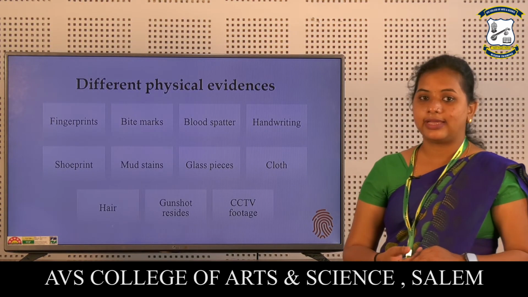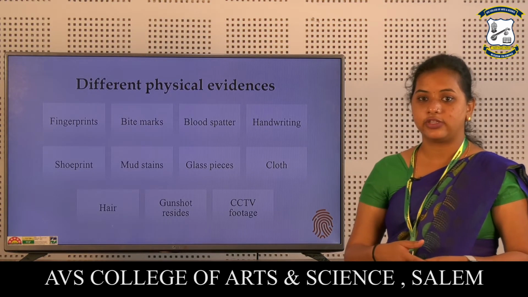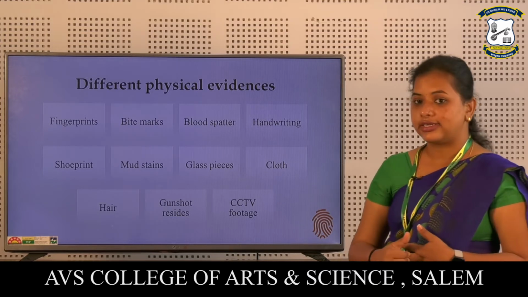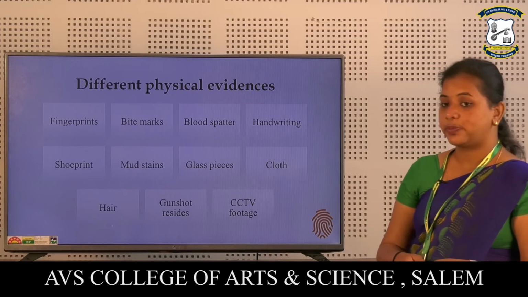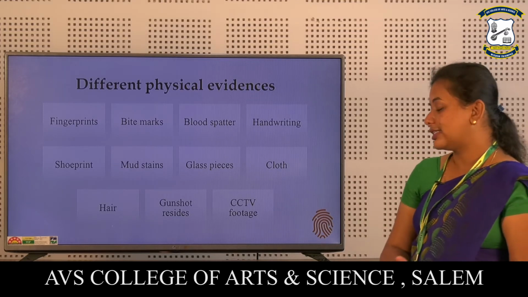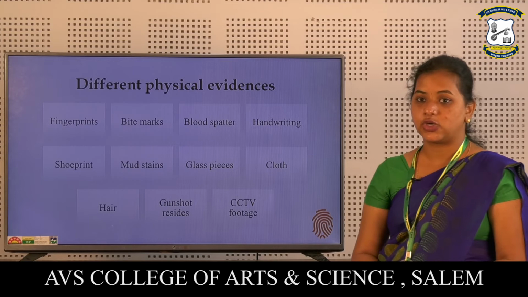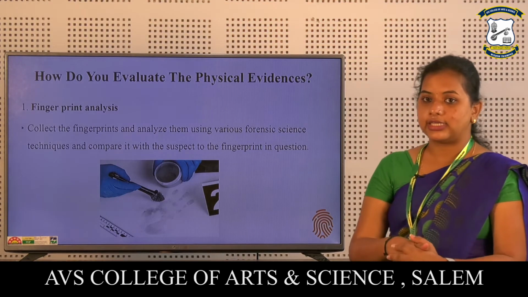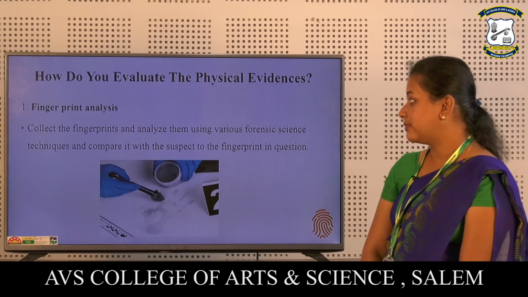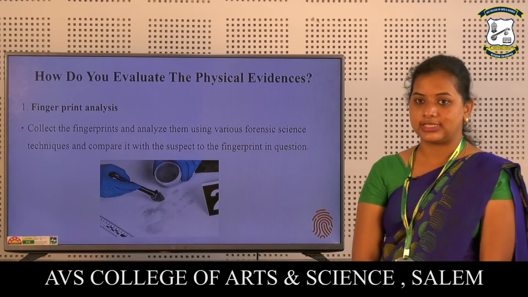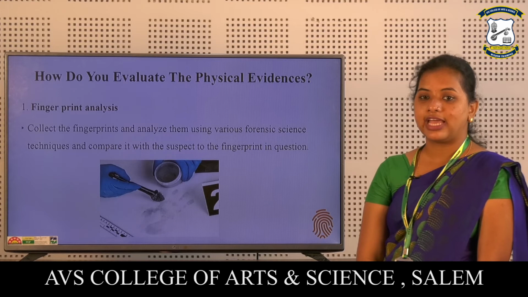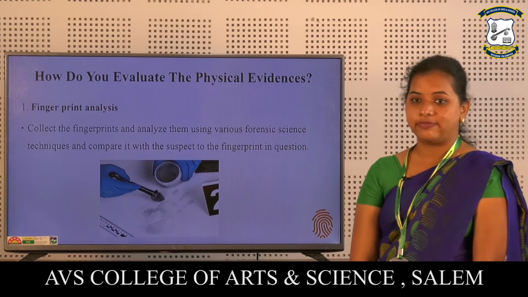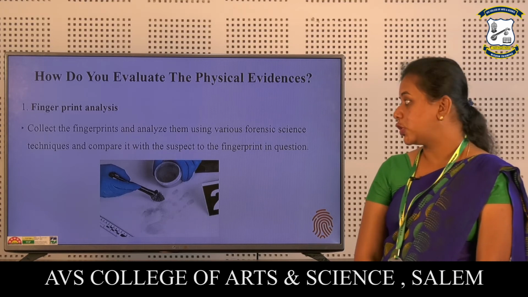So what are the different types of physical evidences that we can find on the crime scene? We have fingerprints, bite marks, blood spatter, handwriting, shoe prints, mud stains, hair samples, gunshot, CCTV footage, and all the rest. Taking a closer look at each evidence and how we analyze them, first we have fingerprint analysis. Fingerprints are the main evidences which we can find on every crime scene. They can be collected from a live person as well as from a dead person.